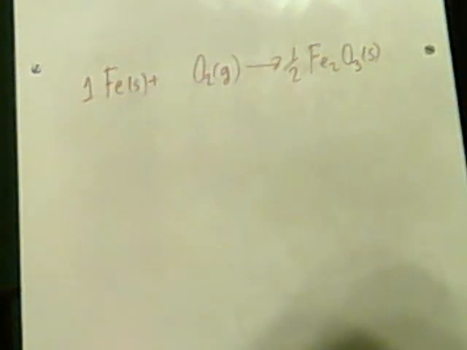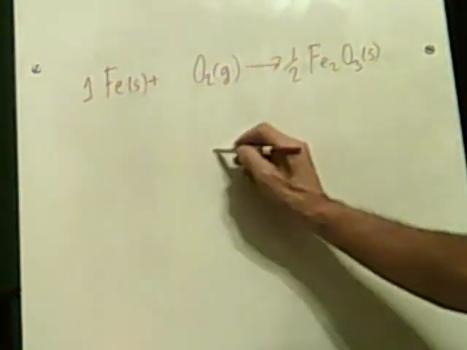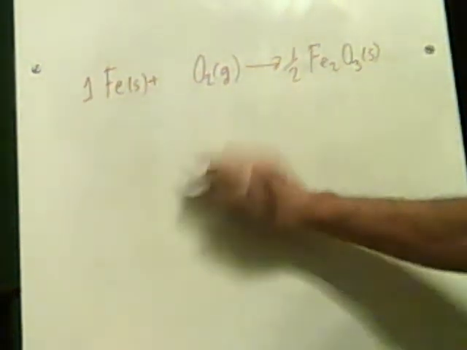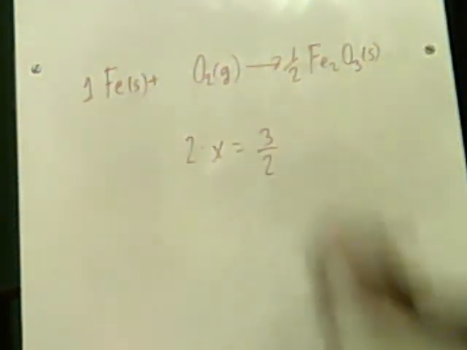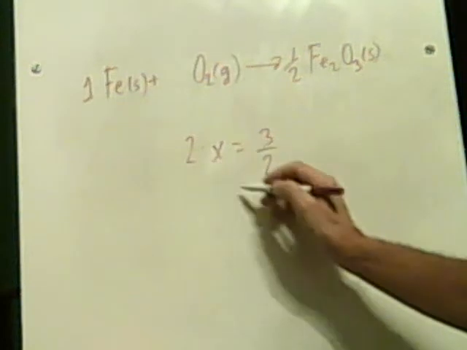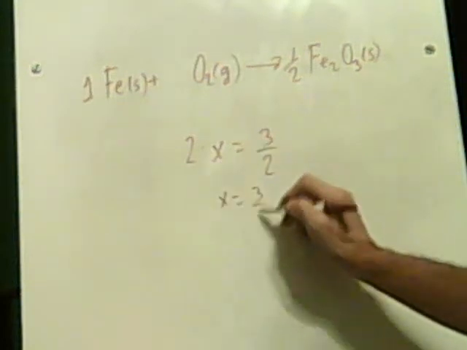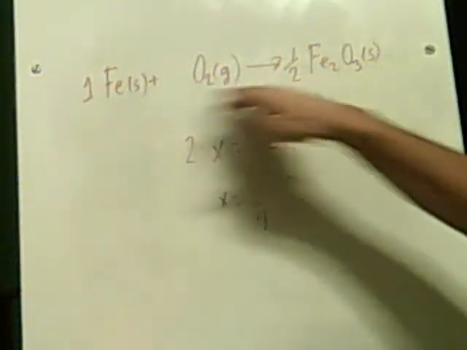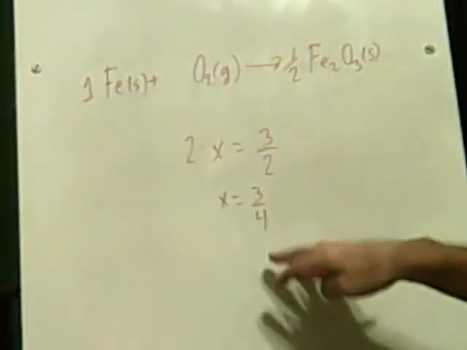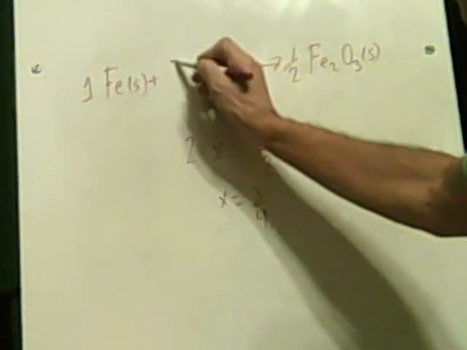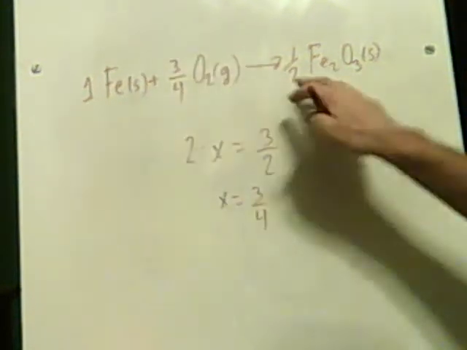What do I have to multiply 2 by in order to get 3 halves? 2 times something is equal to 3 halves. Right? So what's that going to be? Well, X has to be 3/4. So you see, because I started off this way, I actually ended up having to do a slight amount of algebra or math. Okay? I didn't have to do that before.